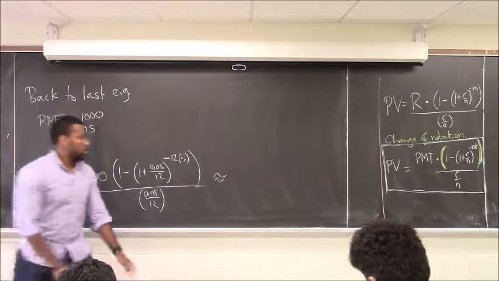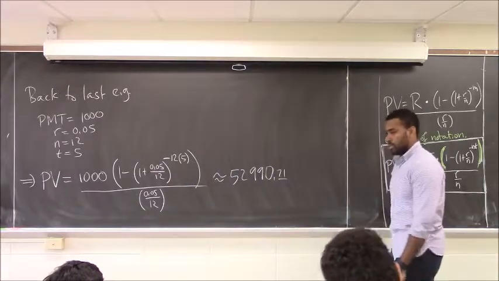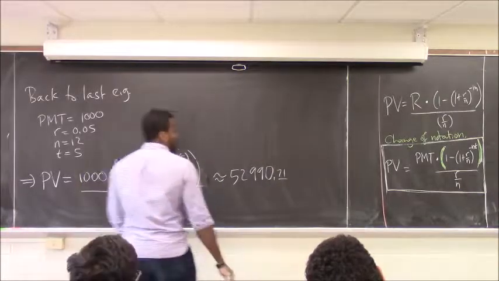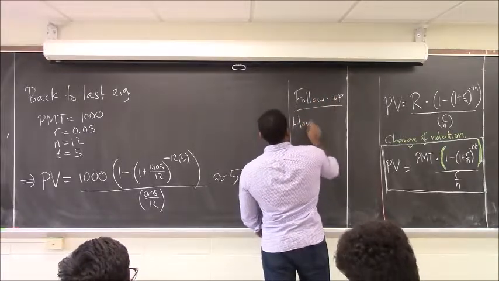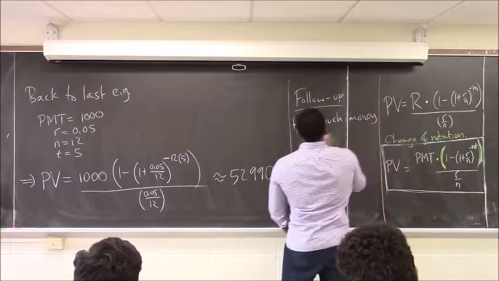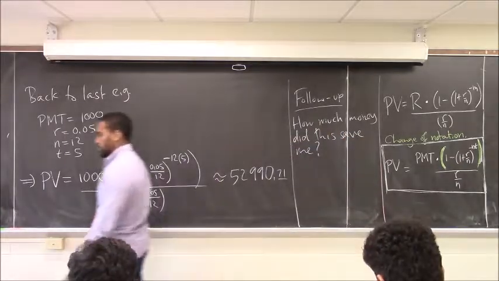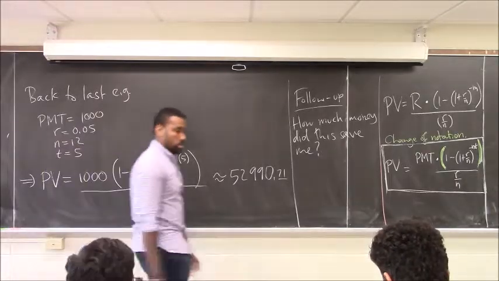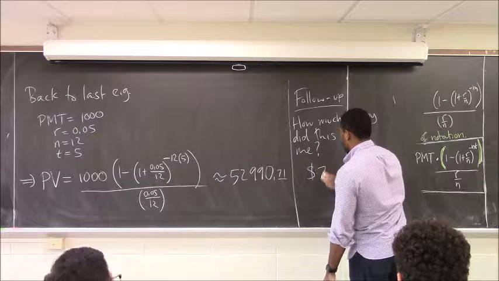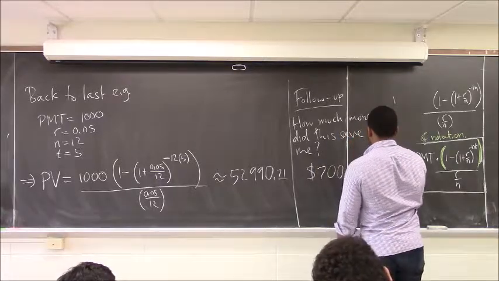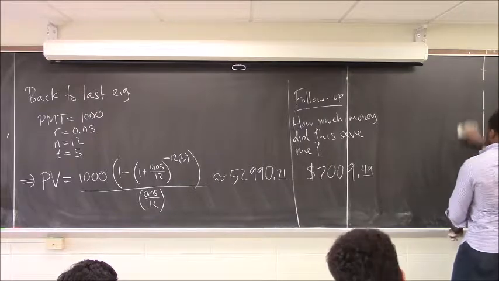It's $52,990.71. Yeah, that's a lot of money. Follow-up question. How much money did this save me? $7,009.41. So yes, that's a big lump sum, but I can get away with 7,000 and change here.